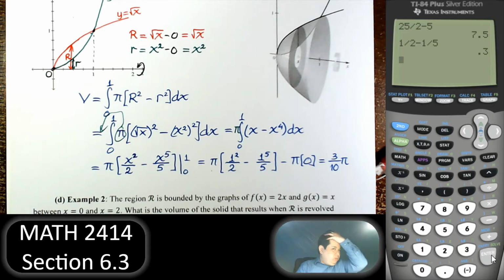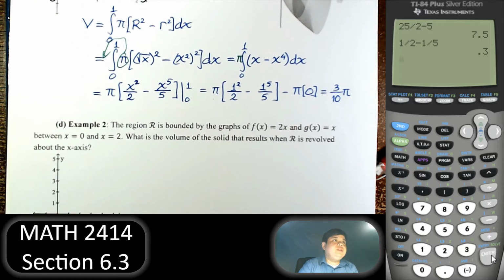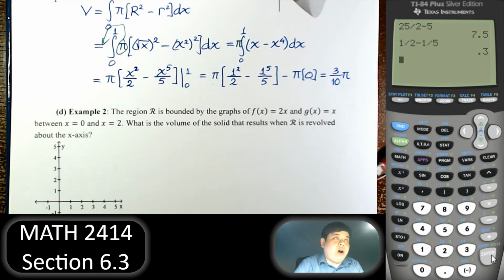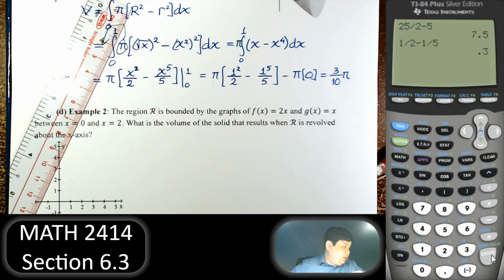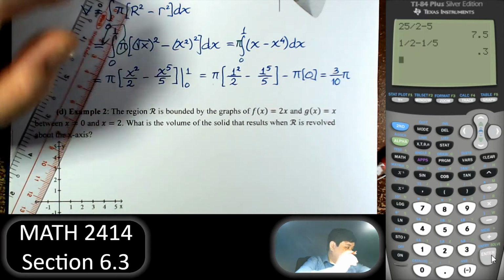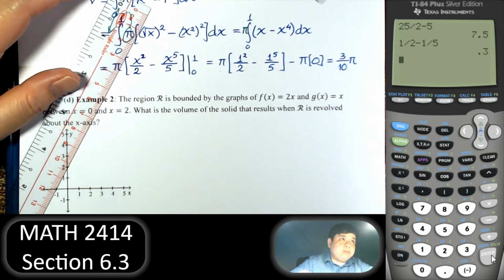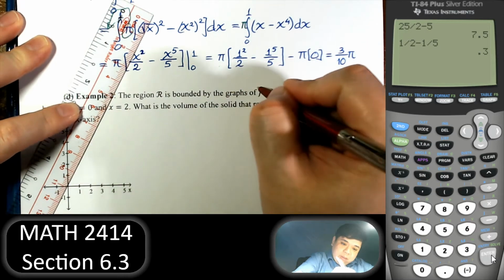So simple enough, right? For the region, determine what the big radius is and what the little radius is. Put in the formula. Pretty much it. Next, the region R is bounded by the graph f of x equal to 2x and g of x equal to x. This is even easier. f of x equal to 2x.